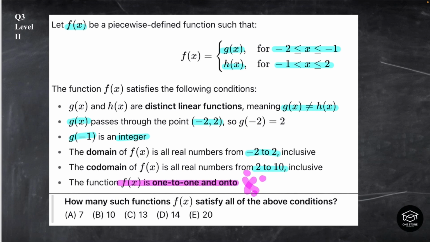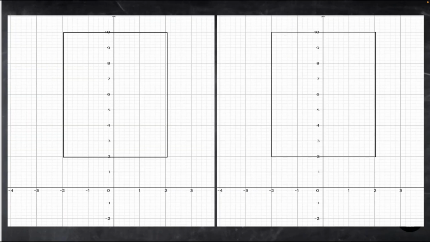That means it is both one-to-one and onto between the interval from -2 to 2 and the interval from 2 to 10. Whenever you solve a function problem, the best place to start is always the domain and the range. If we sketch this on the coordinate plane, the domain goes from -2 to 2. The range goes from 2 to 10.